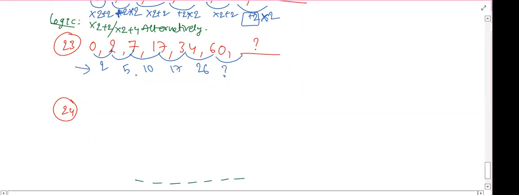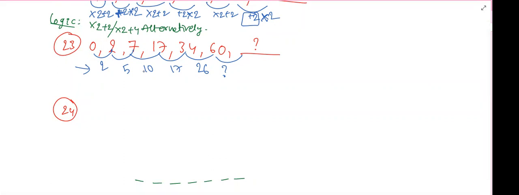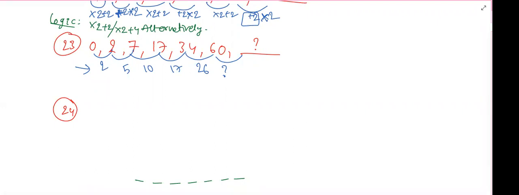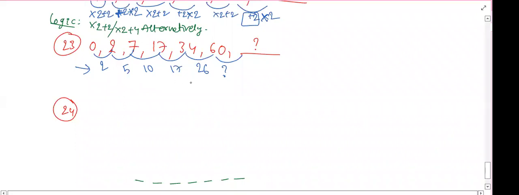Tell me, 2, 5, 10, 17, 26: are all these numbers consecutive even? No. Consecutive odd? No. Consecutive prime? No. Consecutive composite numbers? No. Perfect squares? No, they are not perfect square numbers. Any nearby square numbers? Yes. Tell me, which number is having a nearby square?